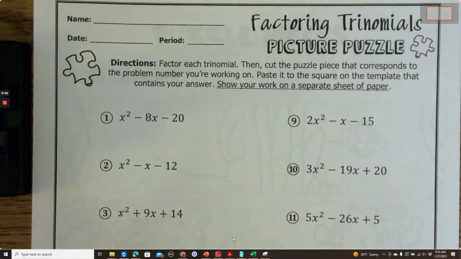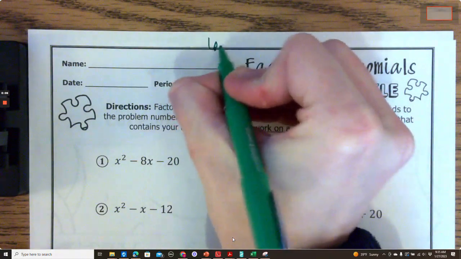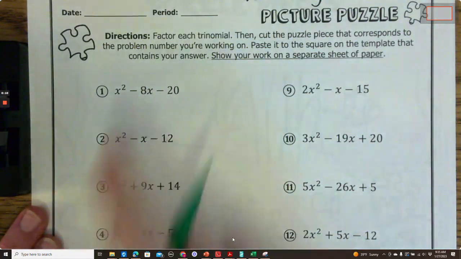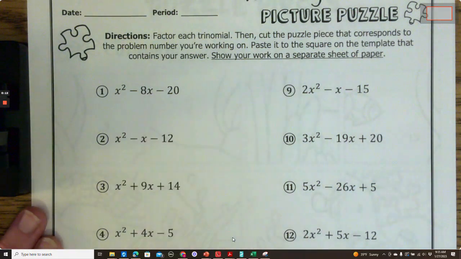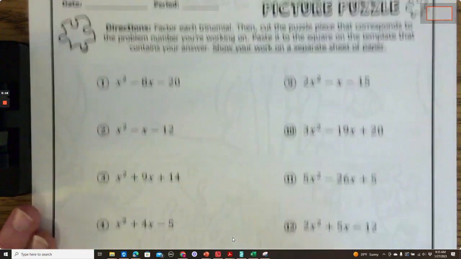This video is for the Factoring Trinomials picture puzzle in gradebook. This will be listed as 6.7 homework. So the left-hand side, this is just what we've been doing. So I'm not going to work any of these. We've been doing this for 2 days. So these are for you to do.